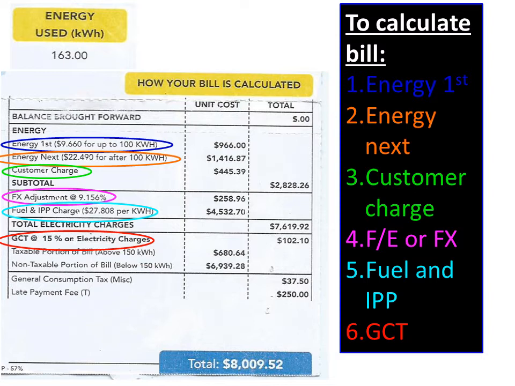Energy first, energy next, customer charge, F/E, fuel and IPP. Don't forget GCT. Energy first, energy next, customer charge, F/E, fuel and IPP. Don't forget GCT. One more time. Energy first, energy next, customer charge, F/E, fuel and IPP. Again, don't forget GCT.